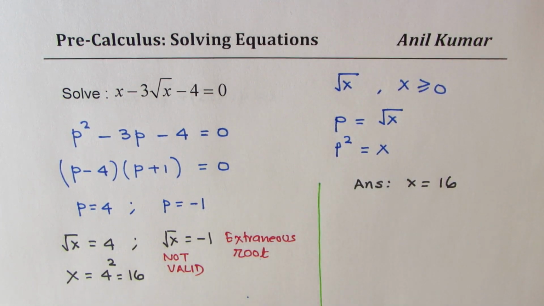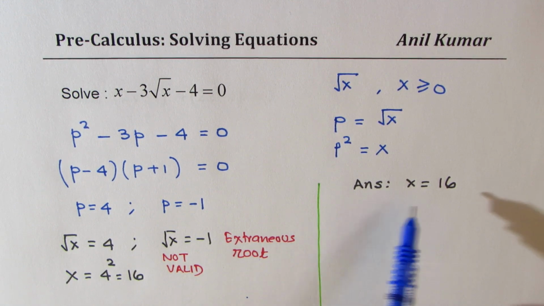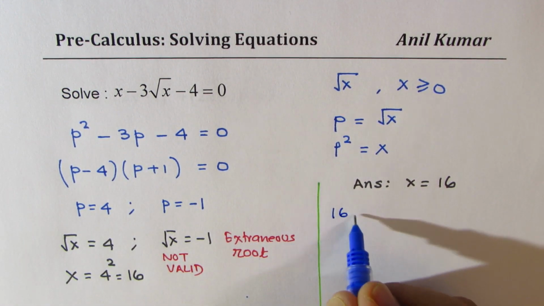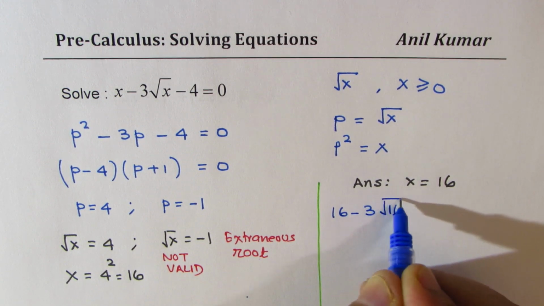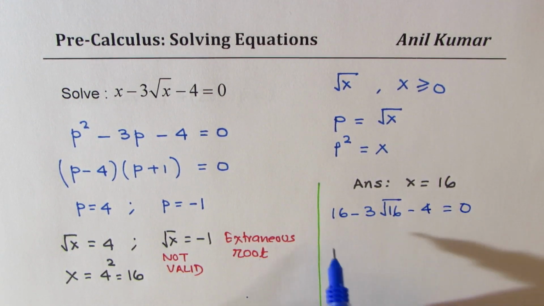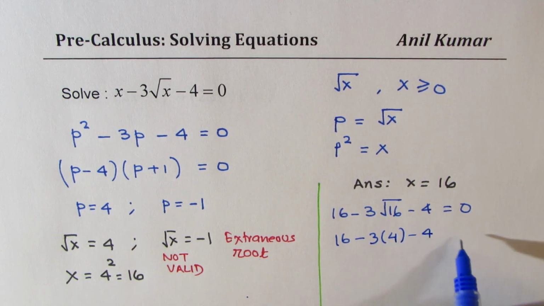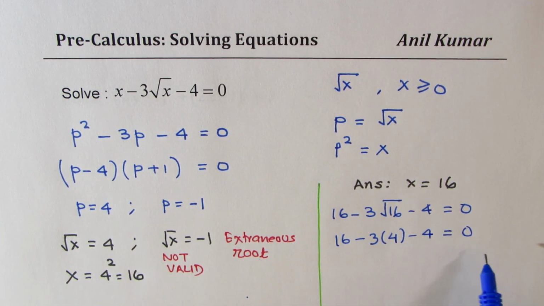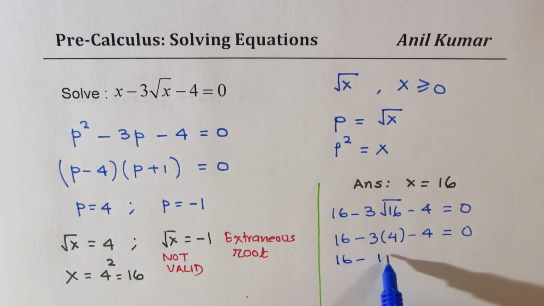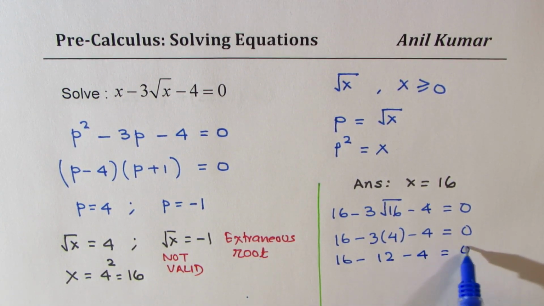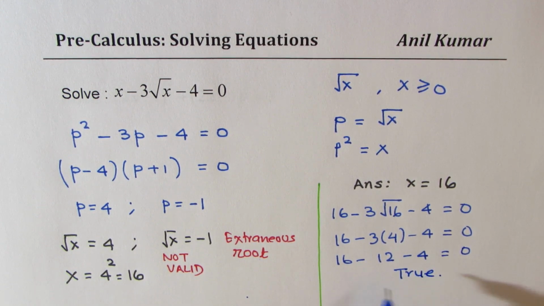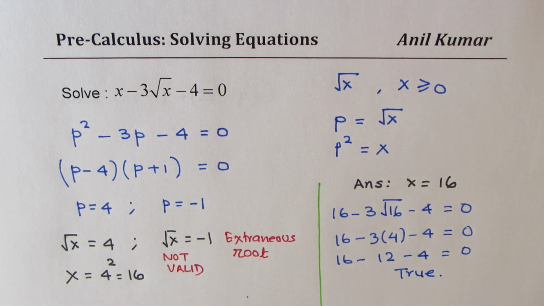Now I'm just showing it here for one of these equations. For rest, I think you should be trying it on your own. So we get what? We get 16 minus 3 square root 16 minus 4 equals 0. That gives us 16 minus 3 times 4 minus 4 equals 0. We have to see whether it works or not, correct? So we have 16 minus 12 minus 4, which equals 0, is true. Right? So we get 0 equals 0. So that is how you have to do these equations and follow all the steps.